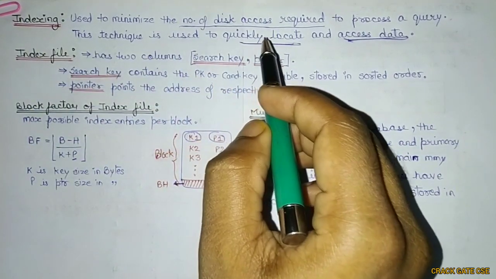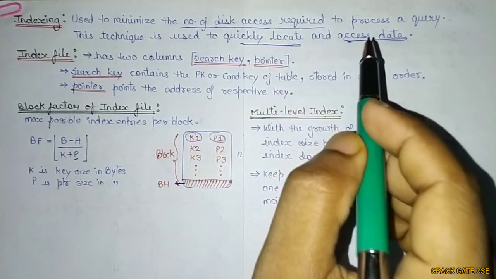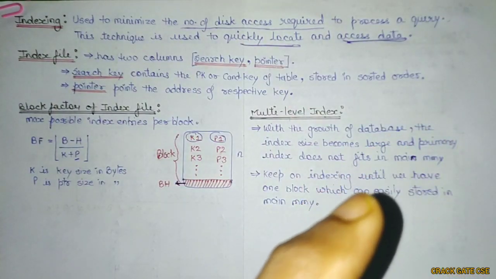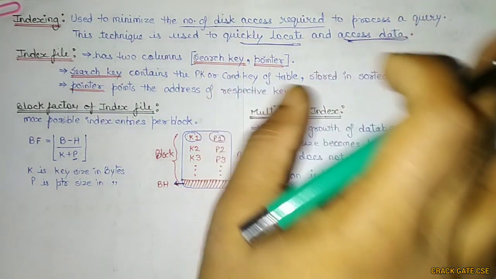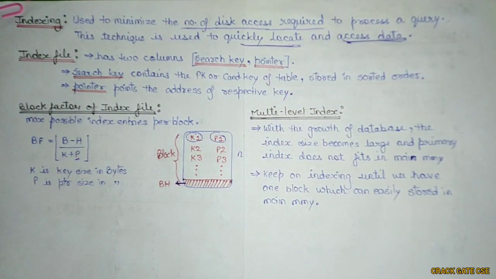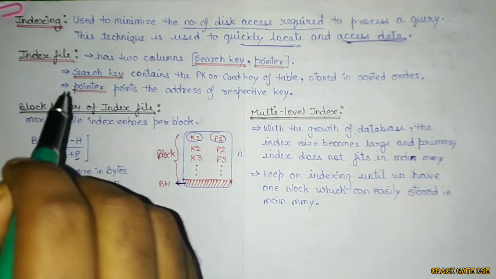So this technique is used to quickly locate and access the data. So if we are using indexing, then we will be able to easily identify or quickly identify the data and access the data, right? So we'll be understanding this with the help of an example. Don't worry about that.